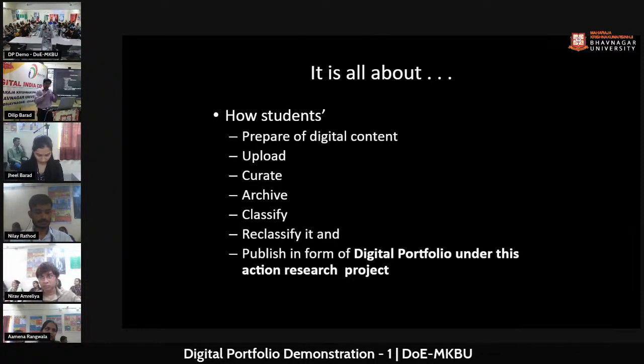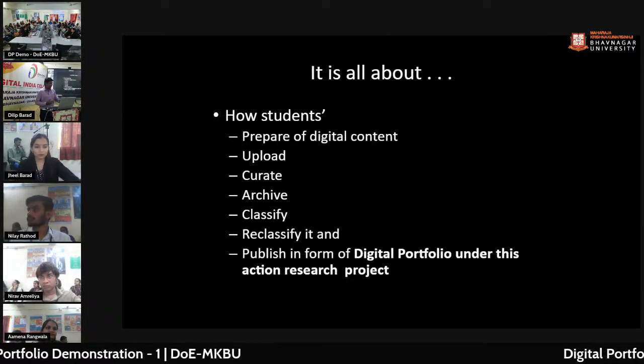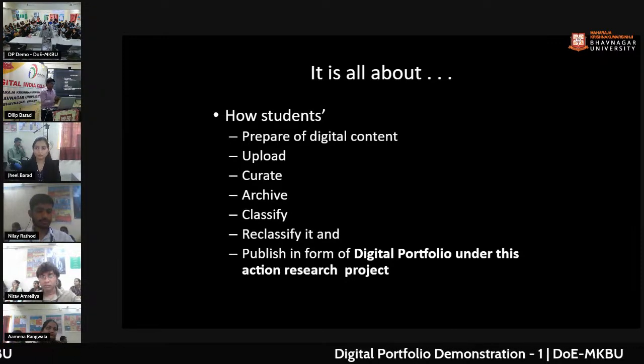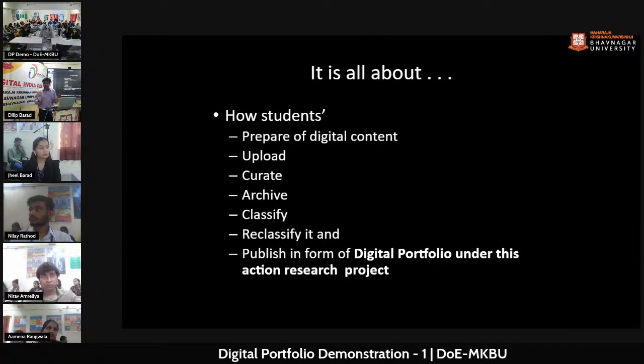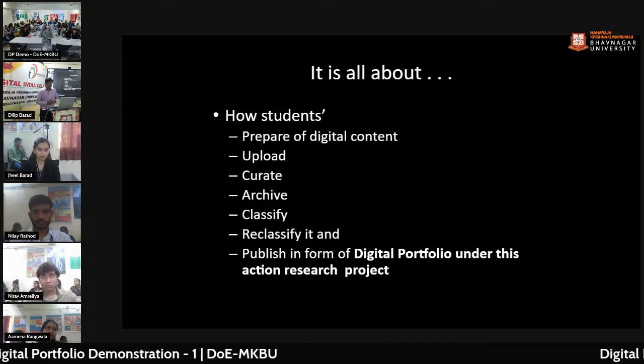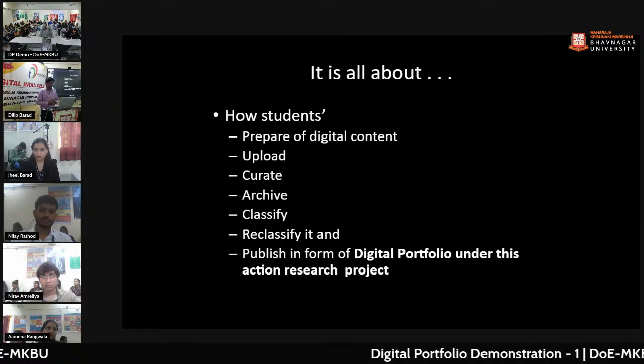So that once you have that, how to curate it, how to archive it. If right from the college days, if you have come here with your digital portfolios, then in the masters we will say now how to curate those things. It is already there. So how the curation of that can be done. Then how you classify or reclassify your information in different forms.